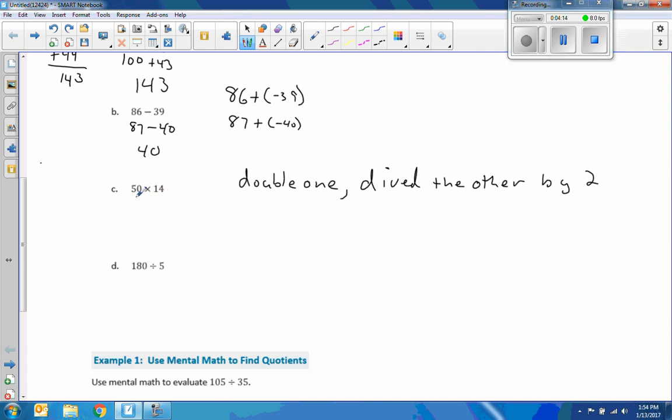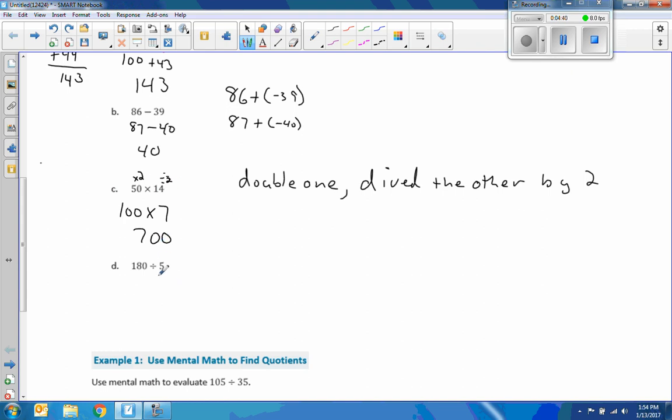So if I double 50, that would be 100. I doubled 50, I multiplied this by 2, so I will divide this by 2. Half of 14 is 7, and 100 times 7 is 700. So that just makes it really simple. So 50 times 14 is 700 as well.